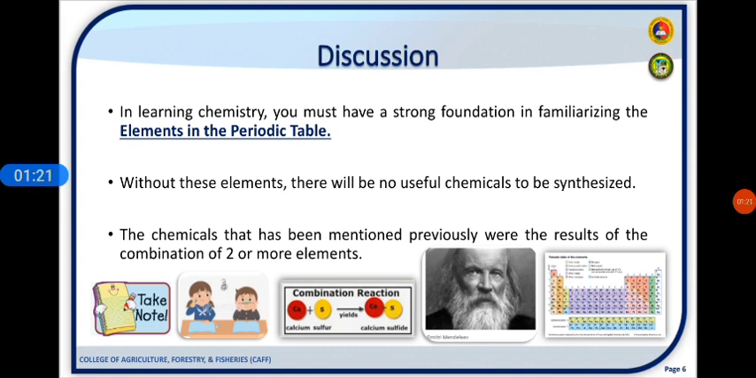Alright, for example, you will combine calcium plus the element sulfur, so Ca plus S, then you will be able to produce a chemical called calcium sulfide. Imagine without the element calcium, without the element sulfur, will we be able to form calcium sulfide? Of course not. So we need these elements in order to synthesize useful chemicals. The chemicals that have been mentioned previously were the results of the combination of two or more elements.